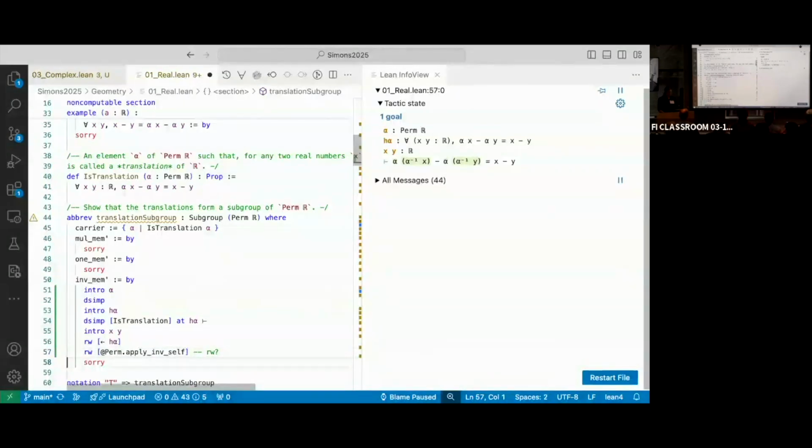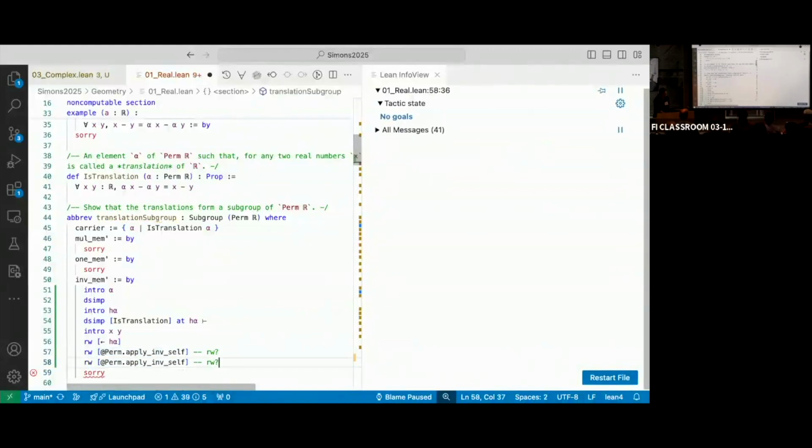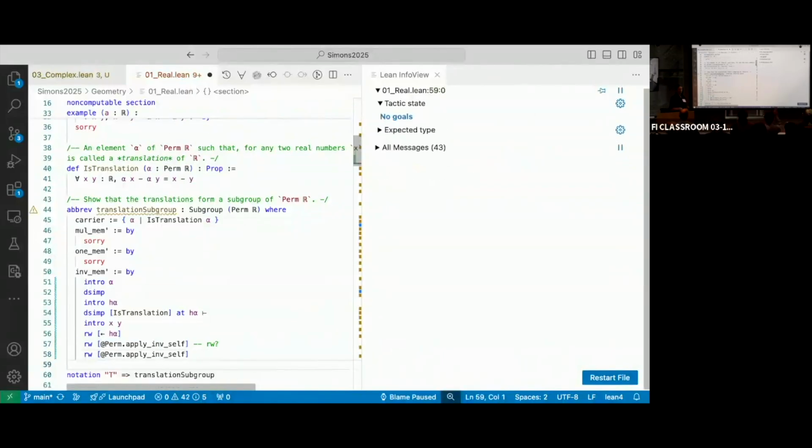And so that got me part of the way there. It got rid of the alpha of alpha inverse on the X, and now I want to do it one more time on the Y to finish off the exercise. And then this exercise is done.